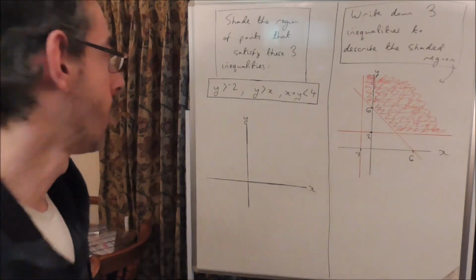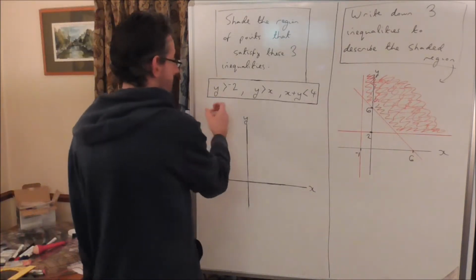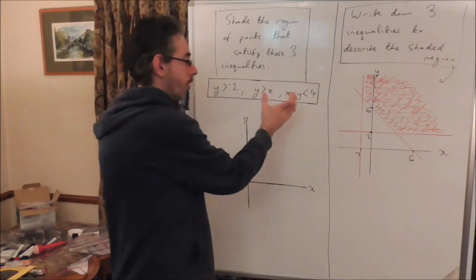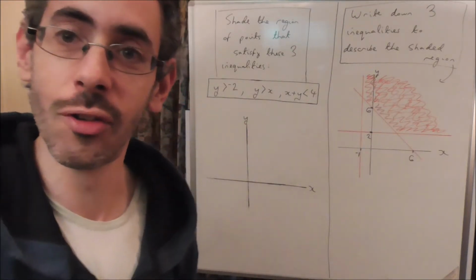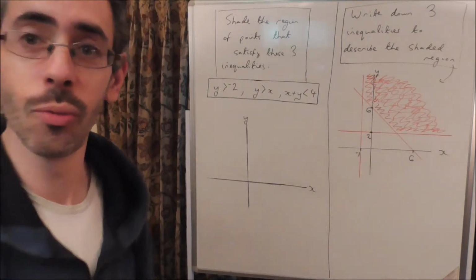So we're looking for points that are in this region, but they've also got to be in this region, and they've also got to be in that region as well. So we're basically looking for the intersection of those 3 regions. We're looking for points in all 3 regions.